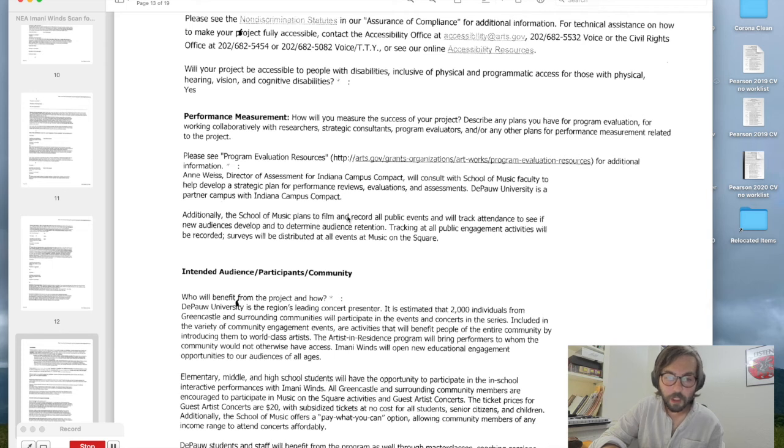Additionally, everything will be recorded and attendance will be tracked. Tracking at all public engagement activities will be recorded. Surveys will be distributed at events at Music on the Square. So there seems like a mix of quantitative, as in how many people are at these concerts, and qualitative, as in we give a questionnaire to audience members and ask what you liked and gather that data. Qualitative and quantitative assessment.